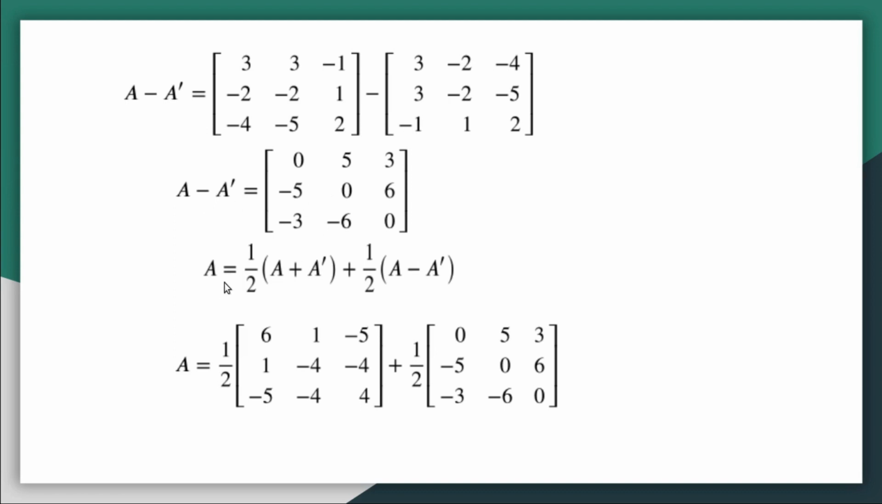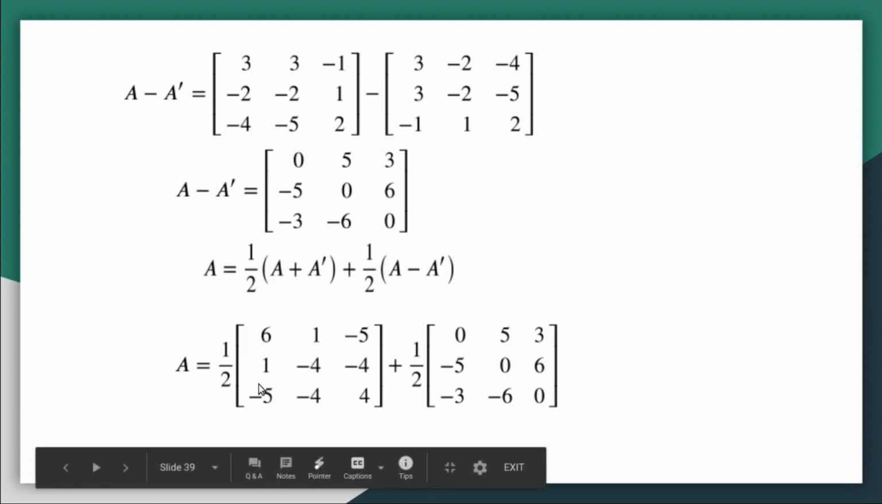Now we have to write A equal to half into A plus A transpose plus half into A minus A transpose, the sum of a symmetric matrix and a skew symmetric matrix. That is A equal to half into a symmetric matrix, A plus A transpose, plus half into a skew symmetric matrix. So this is our answer: half into matrix 6, 1, minus 5, 1, minus 4, minus 4, minus 5, minus 4, 4, plus half into matrix 0, 5, 3, minus 5, 0, 6, minus 3, minus 6, 0.